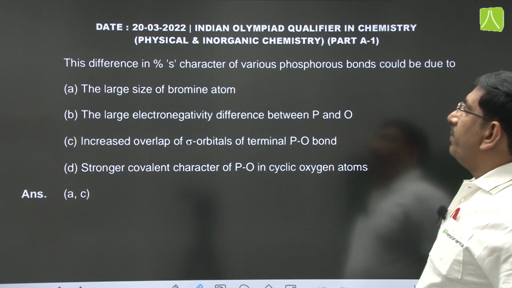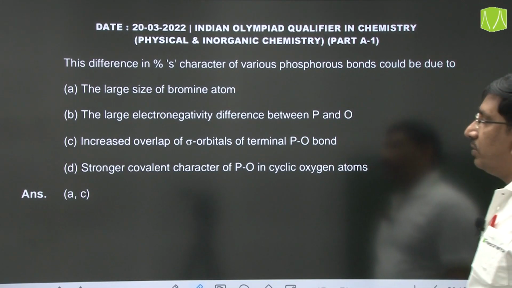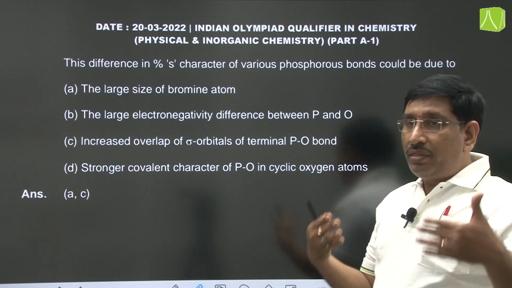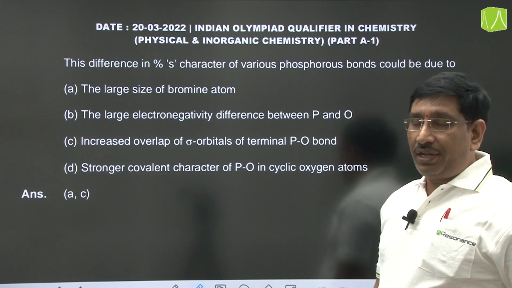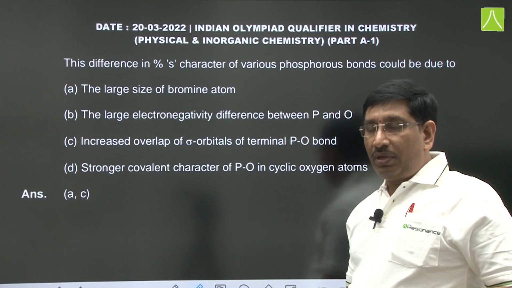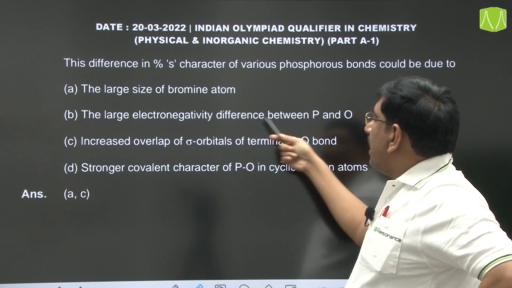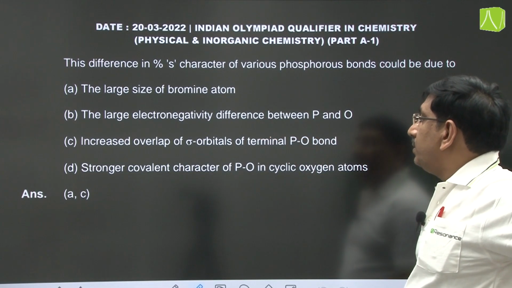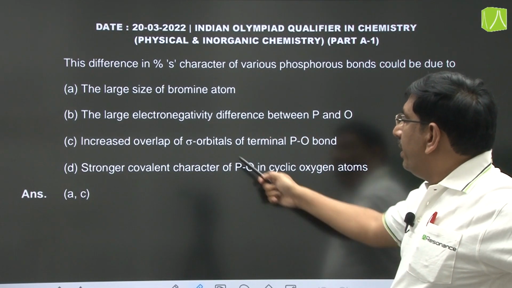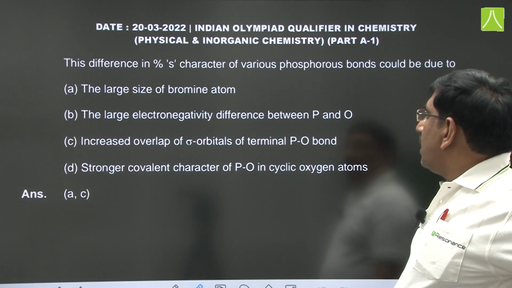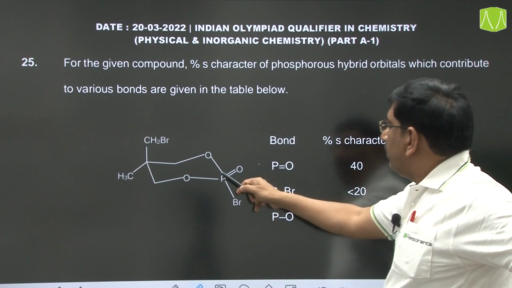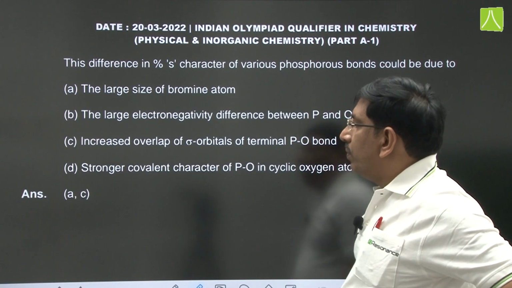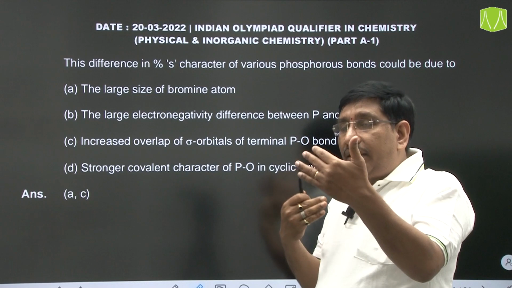The difference in percentage of S character of various phosphorus bonds could be due to, first one, the large size of bromine atom. Yes, due to the large size of bromine atom the percentage of S character will be less in this PBr bond. And the large electronegativity difference between phosphorus and oxygen atom, no. Increased overlap of sigma orbitals of terminal PO bond, yes, the sigma orbitals overlapping will be more, yes, because of this the S character is more there.